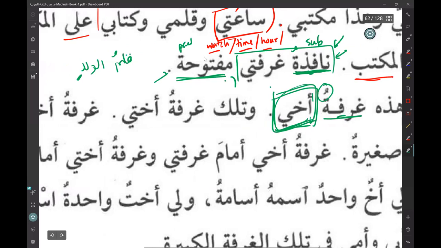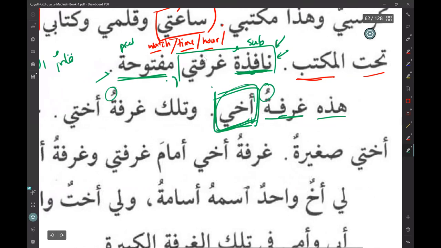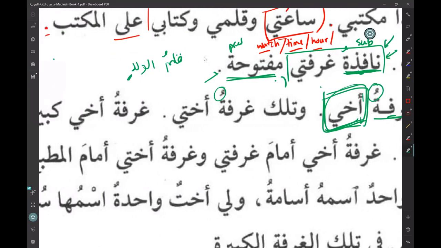Wa tilka. Tilka is what? Tilka is "that" for female. What is the male? Dhalika. Remember? Dhalika is "that" for masculine. And why is it saying tilka instead of dhalika? Because we have ghurfa, and ghurfa is a female word. So because it's saying hadhihi, this one is my brother's room. That one is what? Tilka ghurfatu. How would you read this one? It says ukhti, my sister. Very nice. Because you have only one dhamma, you know it's idafa. You read room of my sister. That's it. Simple. Just keep it simple for now, and inshallah, when time comes, we will talk about double idafa.